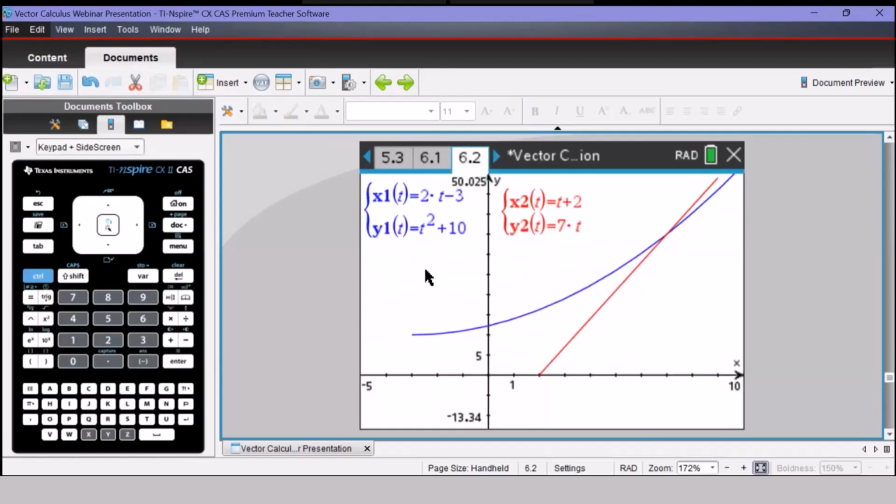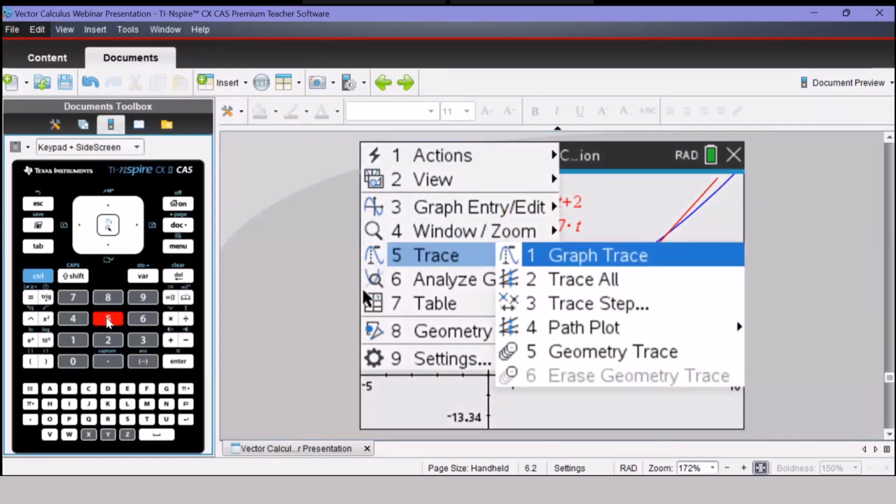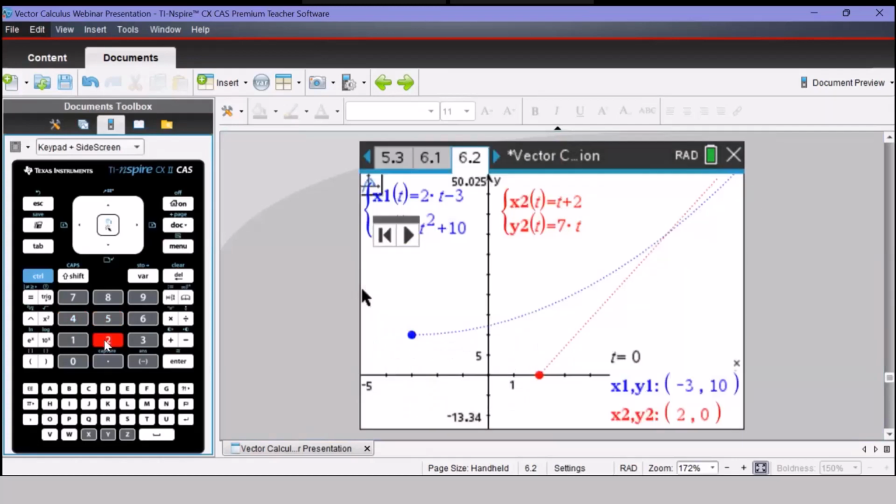Particle 2 looks as though it's moving in a straight line. Particle 1 is moving in a curvilinear fashion. There is a point of intersection there, but we need to determine whether they cross that point of intersection or they meet there at the same time. So we can set up another animation. We press menu, then go to 5 for trace, 4 for path plot, 2 for parametric. So we're ready to go.